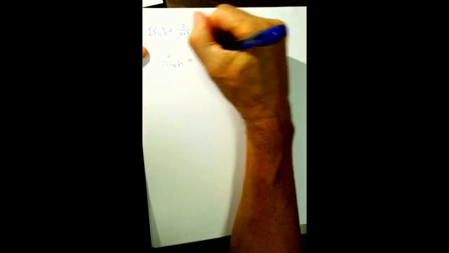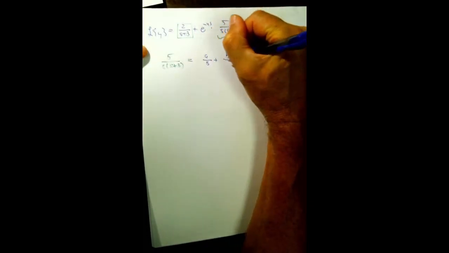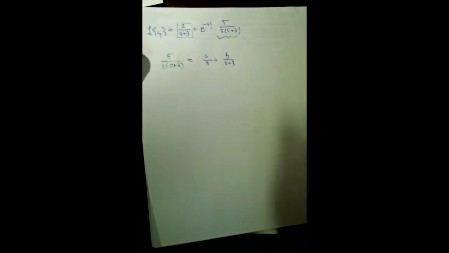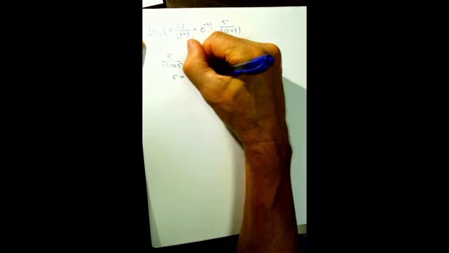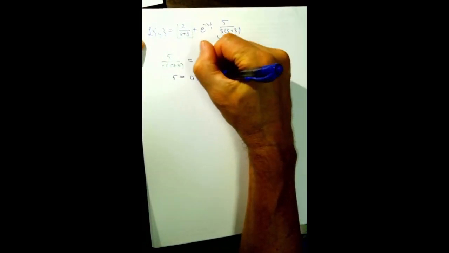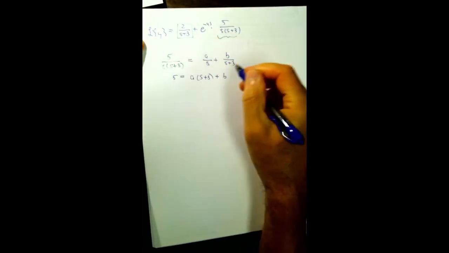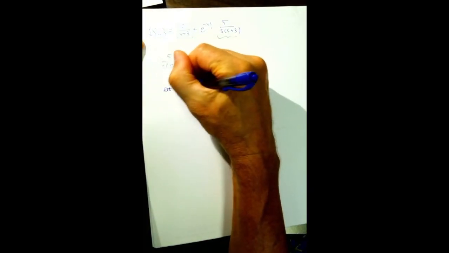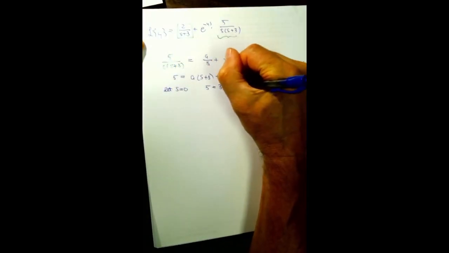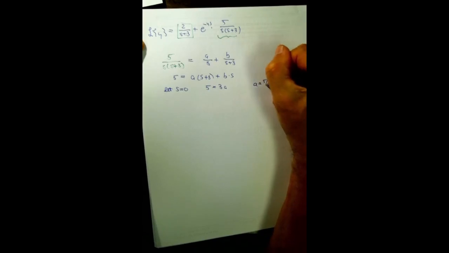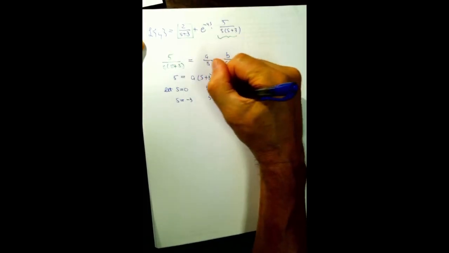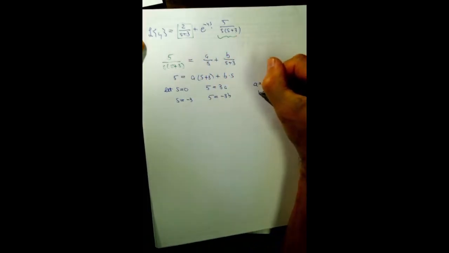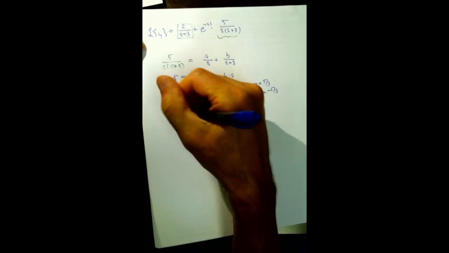We use partial fractions. Right, this is a over s plus b over s plus 3. Multiply both sides by s times s plus 3. So the s is going to cancel, so I'll get a times s plus 3. Here the s plus 3 will cancel, so I get b times s. So if I let s equal 0, I'm going to get 5 equals 3a. So a is 5/3. If I let s equal minus 3, I'll get 5 equals minus 3b. So b is minus 5/3.